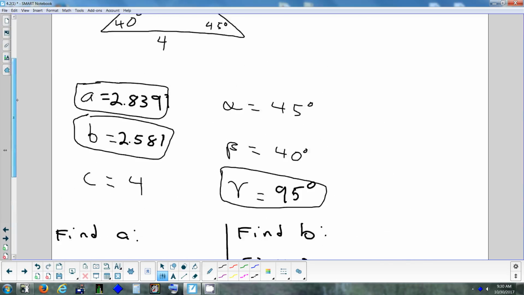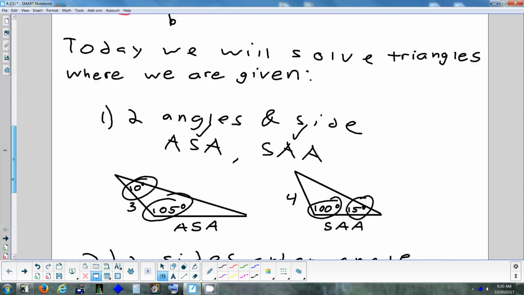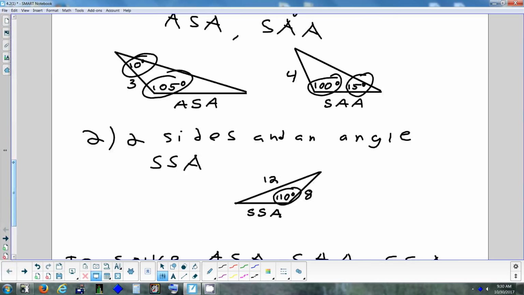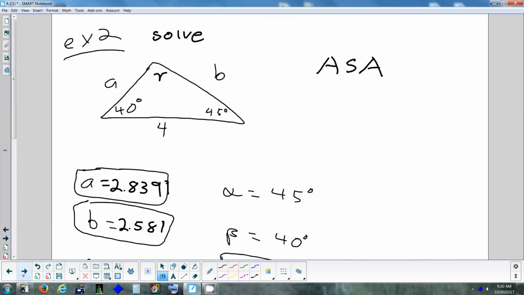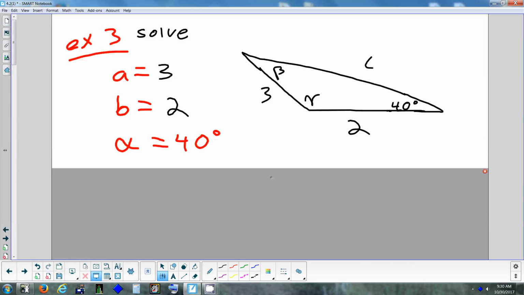Okay, so any questions on that one? So that's the two types where you are given two angles and a side. Two different ways that can happen. The third type is side-side angle. Here's a diagram of side-side angle. We know that it's side-side angle because you have a side, you have a side, and the angle they're giving you is not the one that's between the two sides.